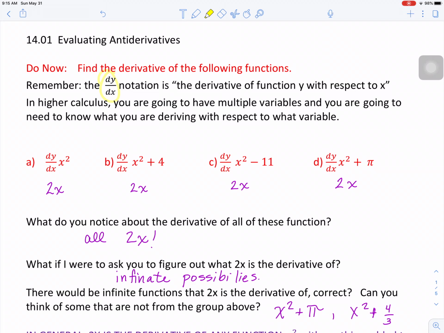In higher levels of calculus, you'll have multiple variables, and you'll be questioning what variable you are finding the derivative in terms of, because you can only do one at a time. And in this do now, when you look at it, I hope you pause and take these derivatives. You'll see that you get the same derivative over and over again. Why? Because the derivative of these terms right here are all zero. Derivatives of constants are zero.